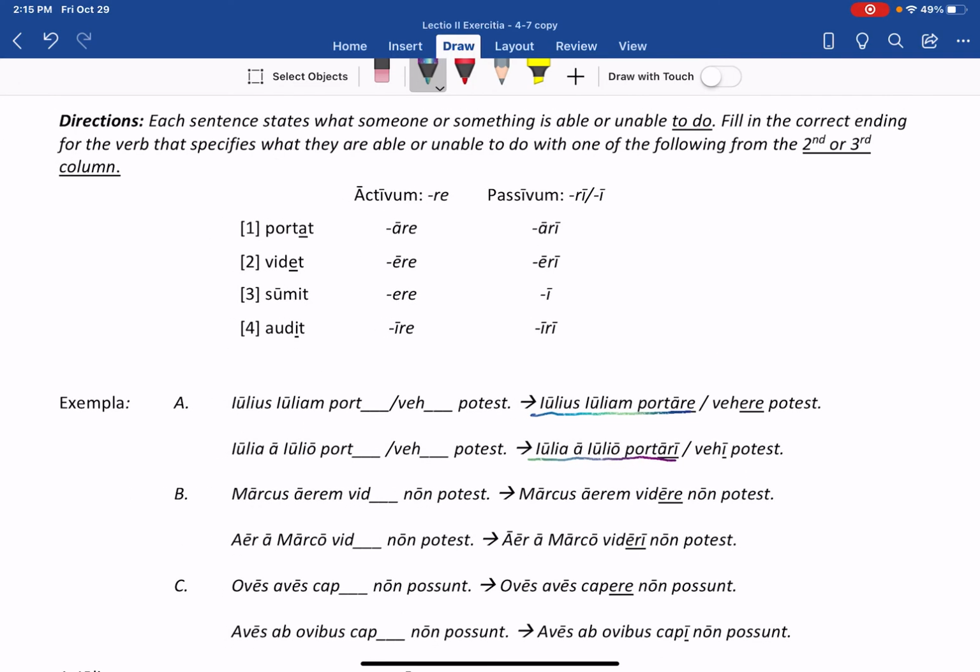The E just changes to an I for the first, second, and fourth conjugation verbs. And the only real exception to that rule is the third conjugation, because where the E is short, such as sumere, instead it just becomes sumi. So the ER is dropped altogether and it just becomes sumi.